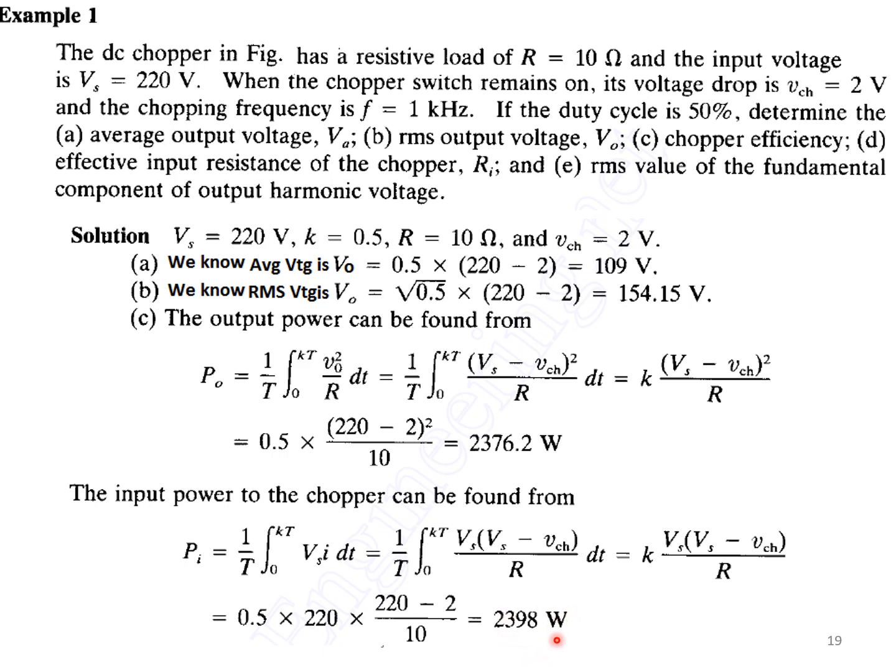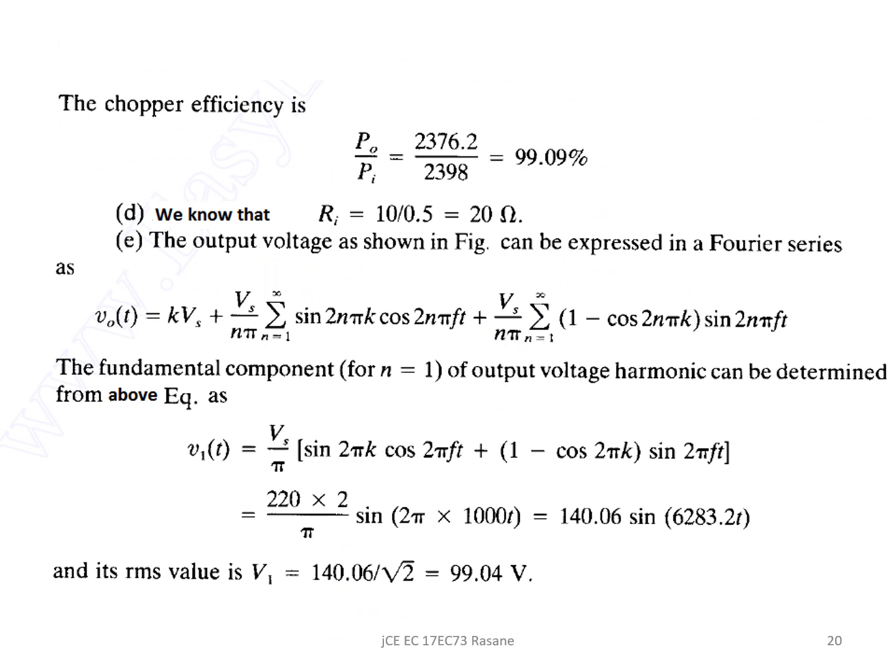Note the input power is slightly more than the output power. So the efficiency is nothing but the output power upon input power, and I will be getting 99.09%, which is quite good. We know that Ri can be evaluated by R divided by the duty cycle 0.5, and I get it as 20 ohms.